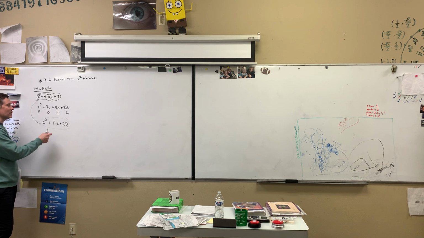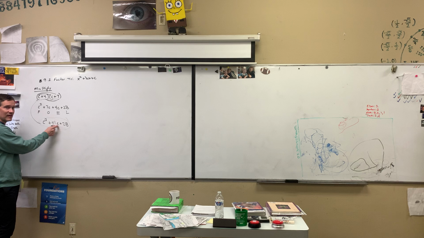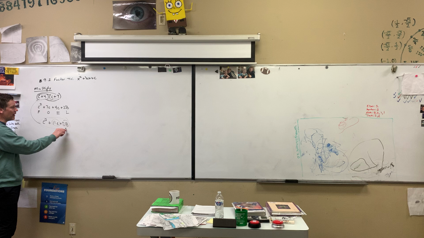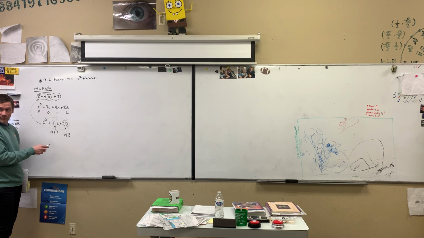Well, the issue is that the 11c has to also work with the 28, because the 11c was made up of the 7 and the 4 as well. So the 7 times 4 gave you the 28. The 7 plus 4 gave you the 11c. If you said, what about 14 and 2? Does that give you 28? You bet. But does 14 plus 2 give you 11? No. So 14 and 2 is not the correct pair.